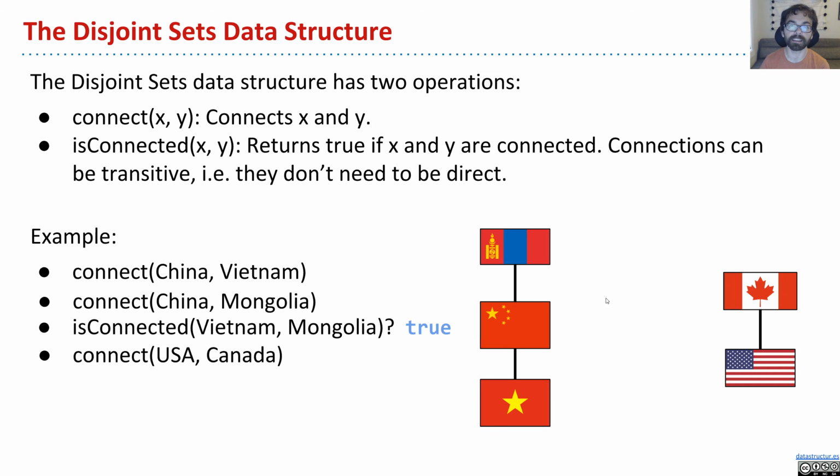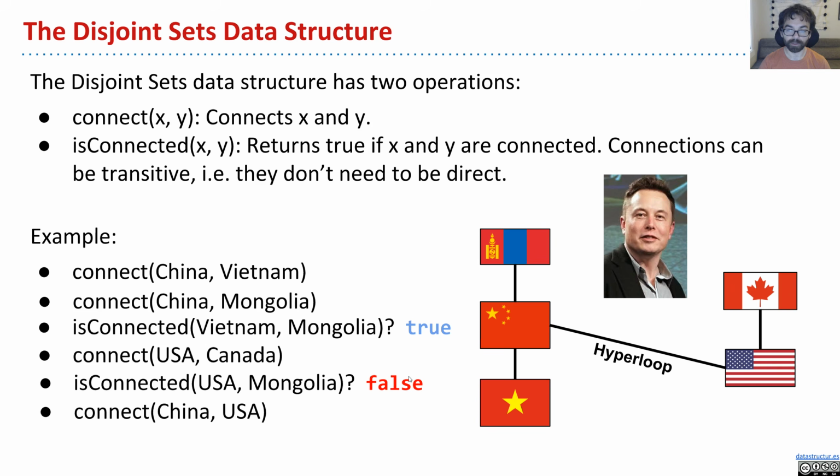If we then say, let's connect the USA and Canada, and then check whether the US is connected to Mongolia, the answer here is false. And you and I can see that visually, but we're going to be building a data structure in a computer that can solve that same problem. Now, the answers can change. So, for example, let's suppose we connect up China and the United States. In that case, if we now ask if the United States and Mongolia are connected, we would say true. That's it. That's all we're going to do today is build this data structure with these two very simple operations.